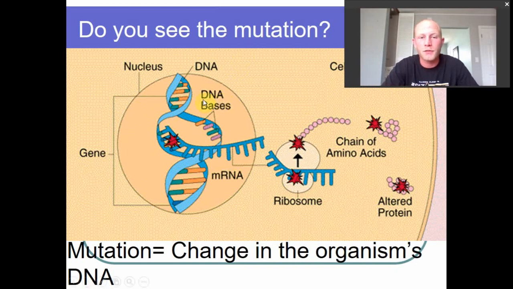And so we have mutation equals change in the organism's DNA. Sorry, I'm not going to restart my video. You can go ahead and pause this right now if you need to. Go ahead and get your notebooks out and write this down. Mutation equals change in the organism's DNA. Okay? So if we change the DNA, then that means we change the instructions. If you change the instructions, then obviously you're going to change what you build.